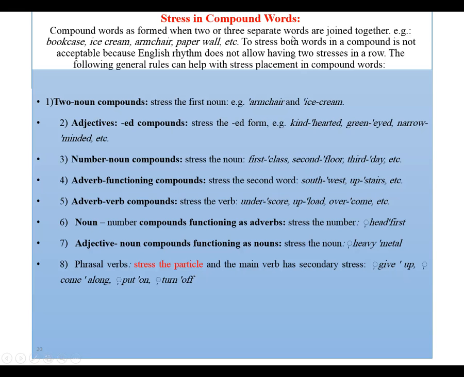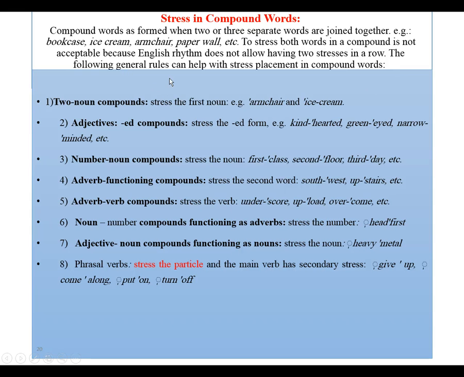Stress in compound words. What are compound words? Words made up of 2 or 3 words joined together, such as bookcase, ice cream, armchair, paper type. To stress both words in compound words is not acceptable in English because it goes against the laws of English rhythm, which doesn't allow having 2 stresses in a row.